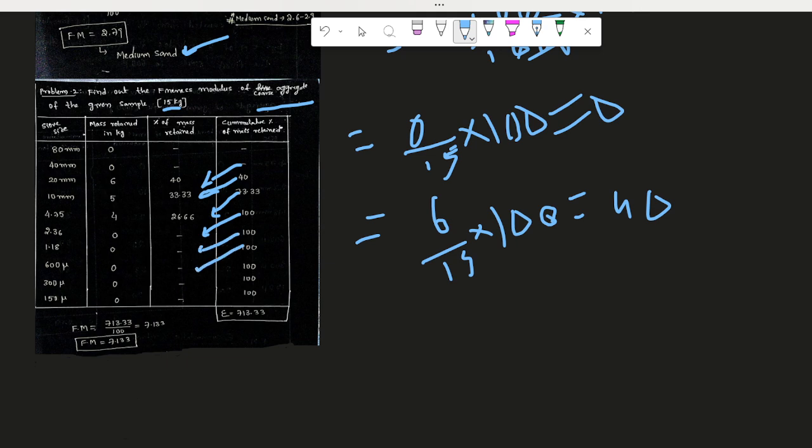Similarly, adding all the values, the sum of cumulative percentage equals 713.33. Fineness modulus formula: sum of cumulative percentage divided by 100. 713.33 by 100 equals 7.133, which means this is a coarse aggregate.